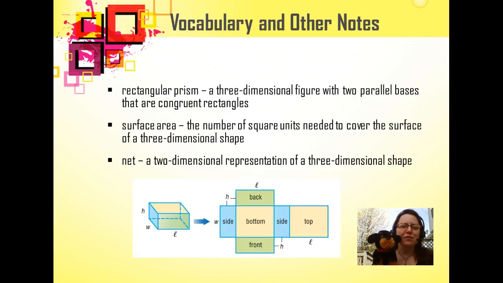Here is an example of a rectangular prism and its net. As you can see, the box has been unfolded. And with every rectangular prism, we'll have opposite sides that are congruent. This is going to be really helpful in helping us find the surface area.